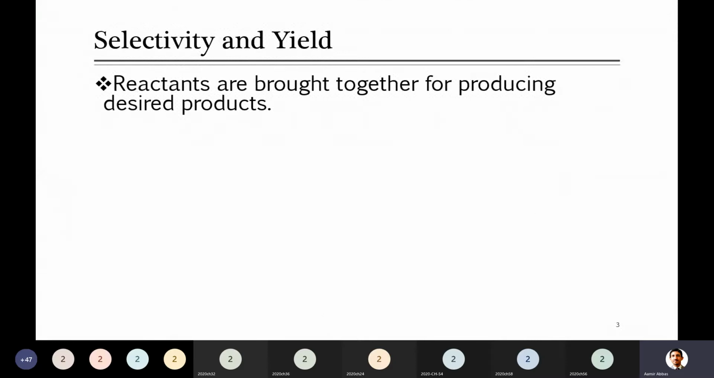So when we go for selectivity and yield, if you remember from the last lecture, is anyone asking something?